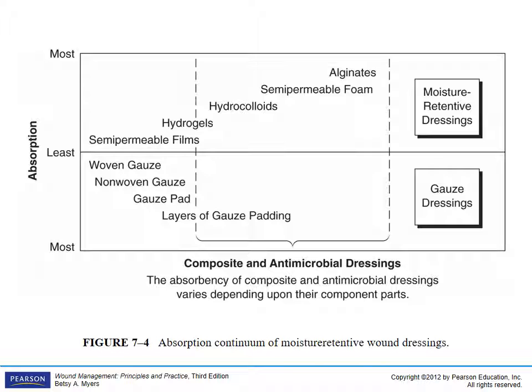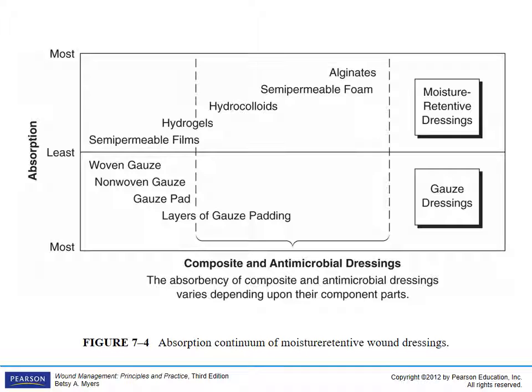So composite means that there's two different types of dressings, and we're going to talk about that, and I'll show you what a composite dressing looks like when I'm there. But a composite just means that there's two different types, because it could be, for example, a gauze with a hydrogel in the middle of it, or it could be a hydrocolloid with a foam in the middle of it, or an alginate in the middle of it. So that's what a composite dressing means.